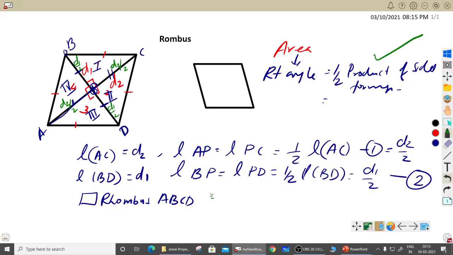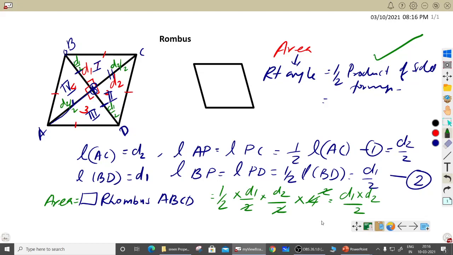So according to this formula, half into D1 upon 2, that is one side, into D2 upon 2 will be the area of one triangle. How many such triangles are there? Such 4 triangles are there. Which makes the area of rhombus ABCD. If you solve all this, what will happen? The 2s cancel, and you will get D1 into D2 upon 2 as the formula of area of rhombus.